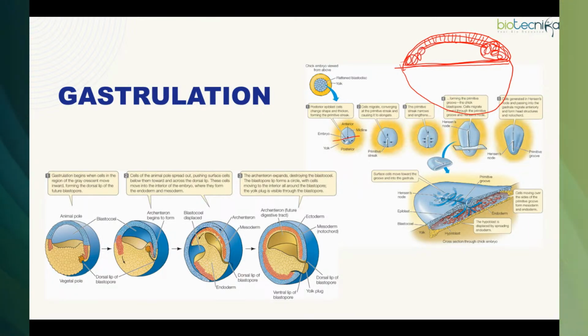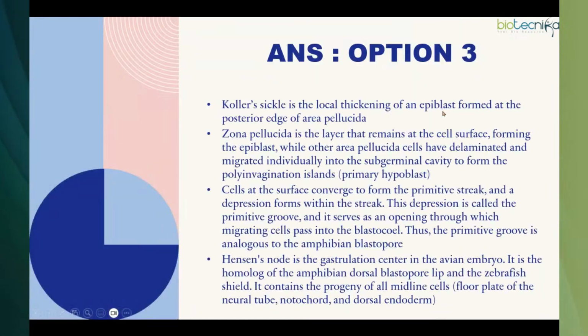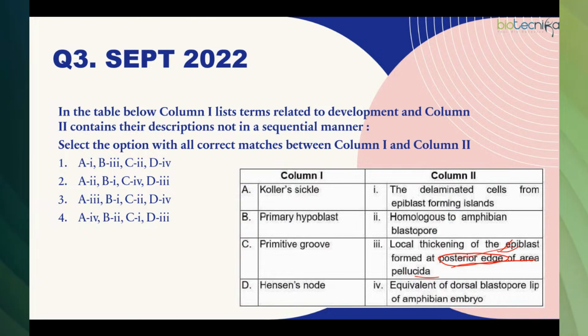The reason is that the central part of the blastodisc, imagine it in 3D, I have drawn from the sides, will undergo apoptosis. Cells will be killed over here. That's what generates the blastocoel. So this top layer of cells is the area pellucida, and these are the area opaca, because you can't see through these cells. In the area pellucida, the last group, the clump of cells, is the Koller's sickle. That's the local thickening of the epiblast formed at the posterior edge.